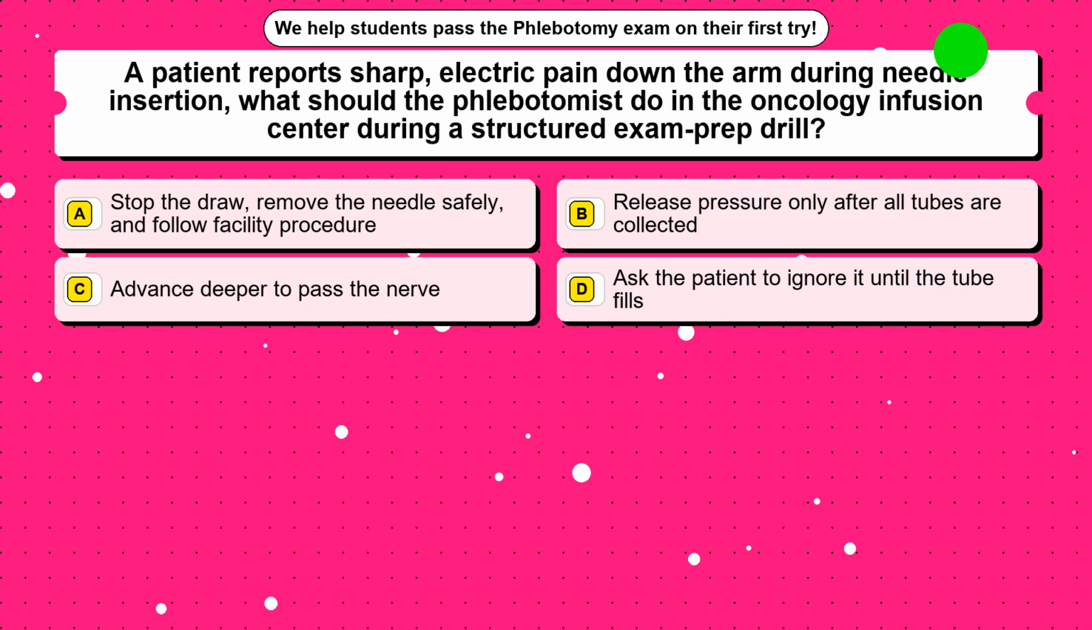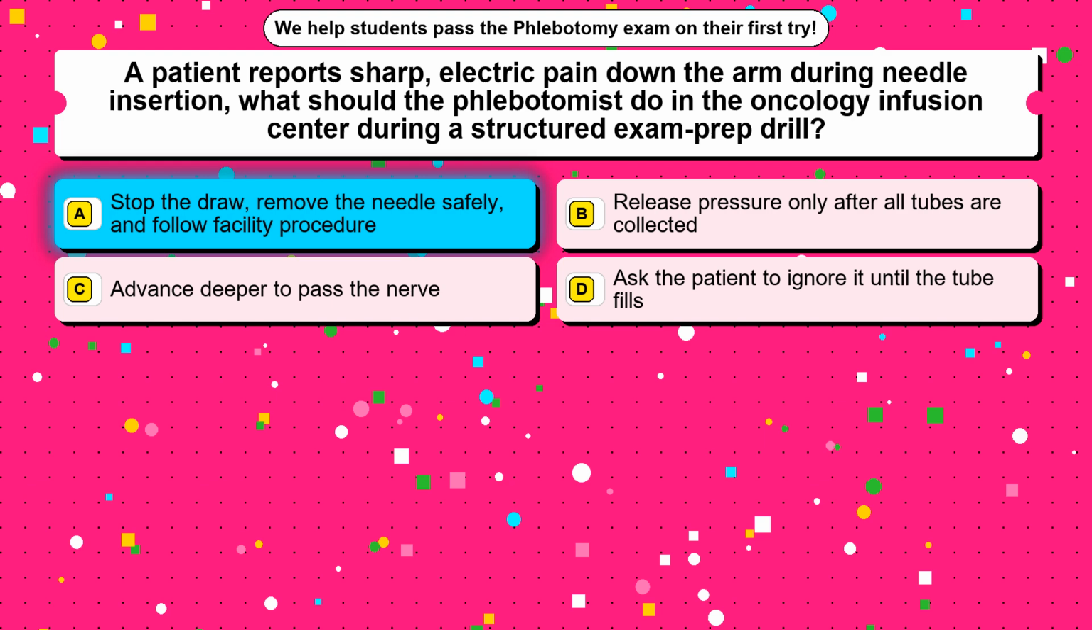Question 38. A patient reports sharp, electric pain down the arm during needle insertion. What should the phlebotomist do in the Oncology Infusion Center during a structured exam prep drill? Option A, stop the draw, remove the needle safely, and follow facility procedure. Option B, release pressure only after all tubes are collected. Option C, advance deeper to pass the nerve. Option D, ask the patient to ignore it until the tube fills.